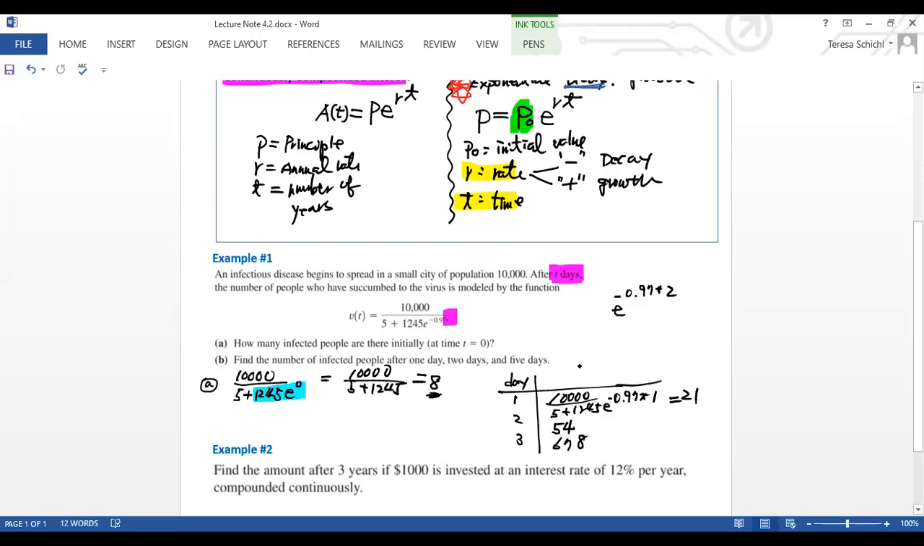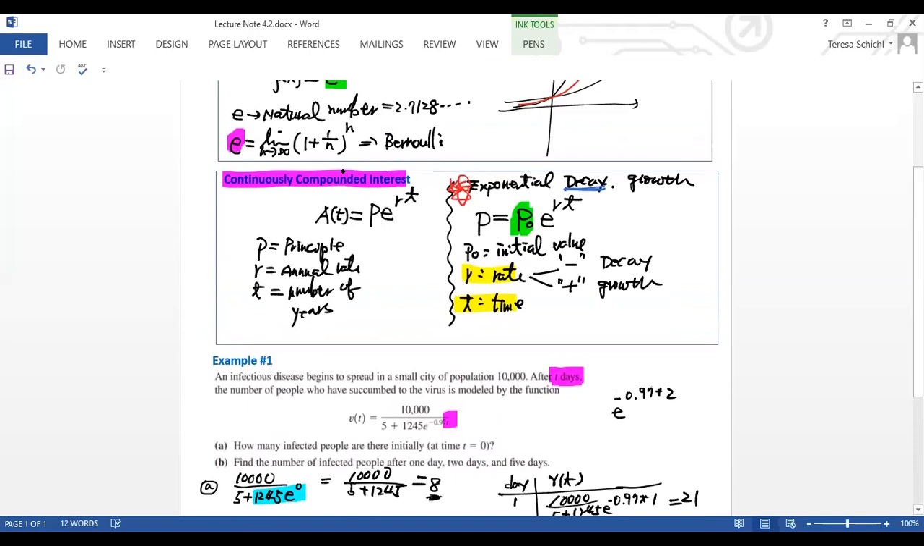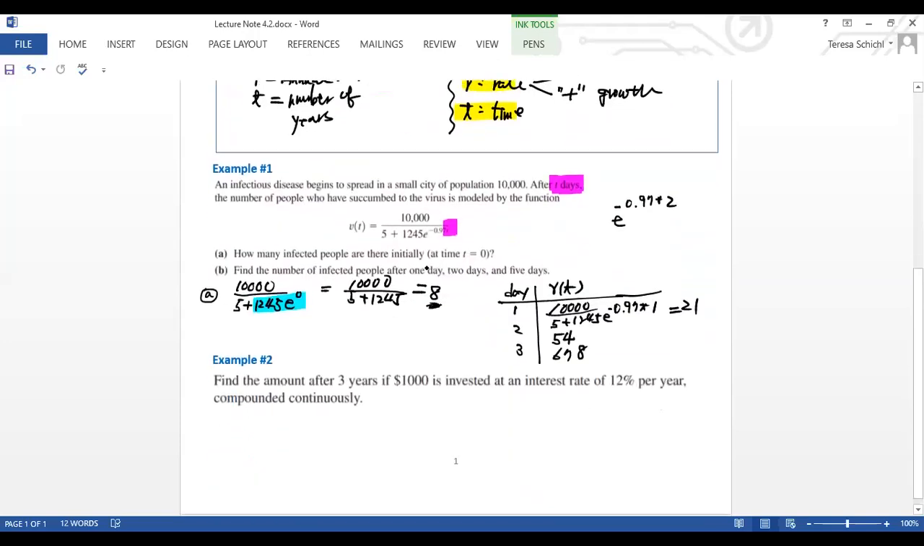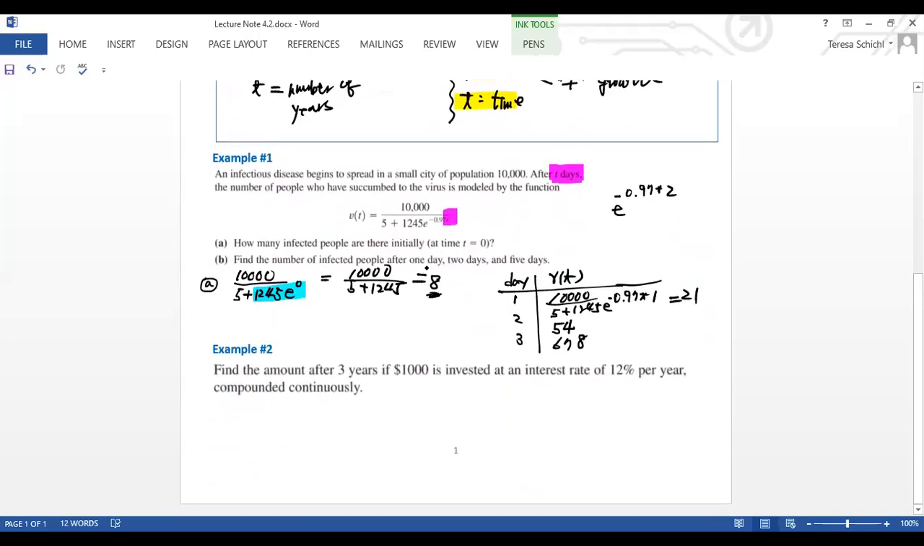Wow, you see here, these are the infected people. That's why we call this exponential growth. It grows very fast. It's a very steep growth, right? So it's 21, 54, and 678 here. That's how we use the natural number e to do the estimations.